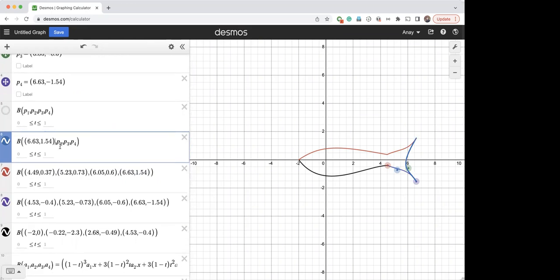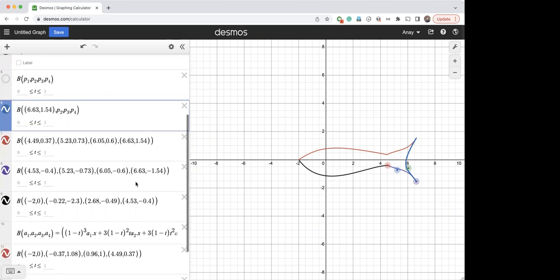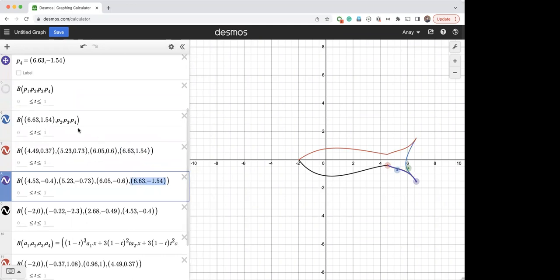Then the ending point I also know. This last one is my ending point, which is this blue one, right? This is my ending point here. And P2 and P4 are what we need to adjust now. So like this.